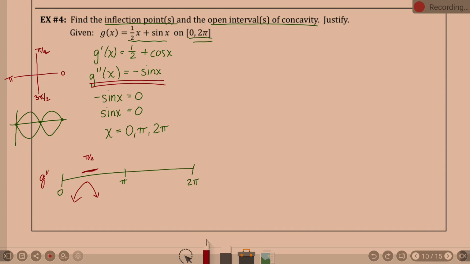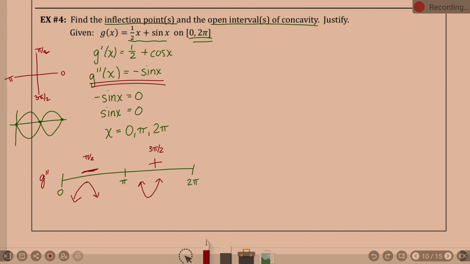What about between pi and 2 pi? 3 pi over 2 would be the obvious plug-in. What do we know about the sine of 3 pi over 2? It's negative, but the negative of a negative is a positive. Concave up. So this is concave up. Now, with that in mind, let's talk inflection points.